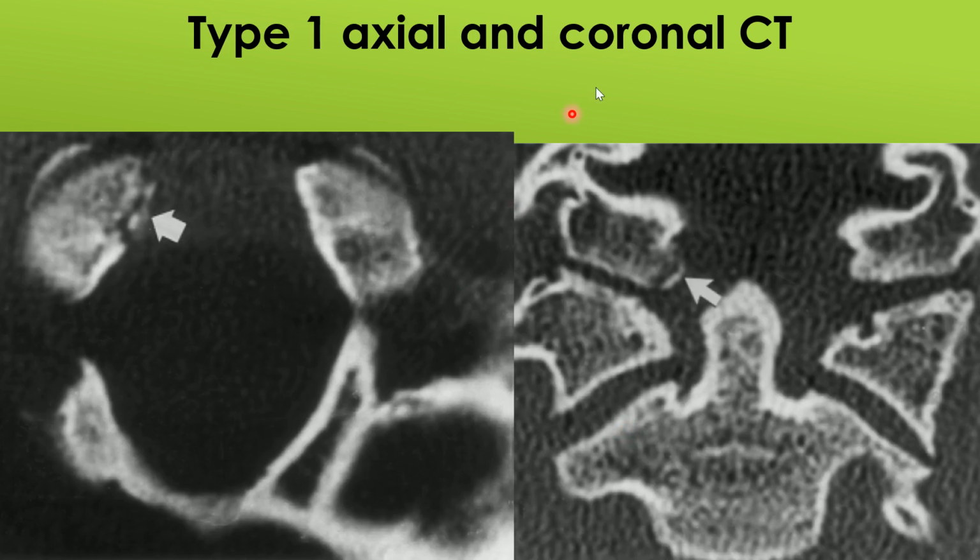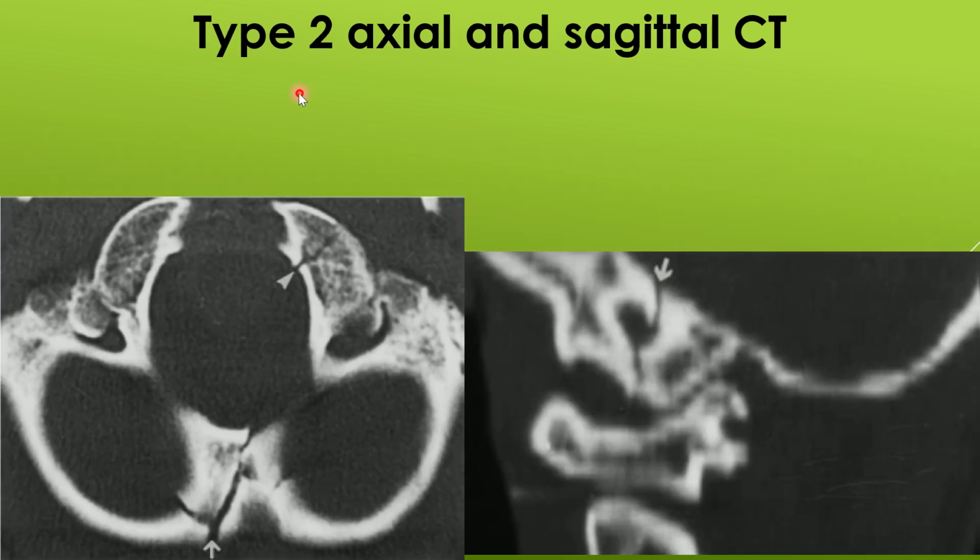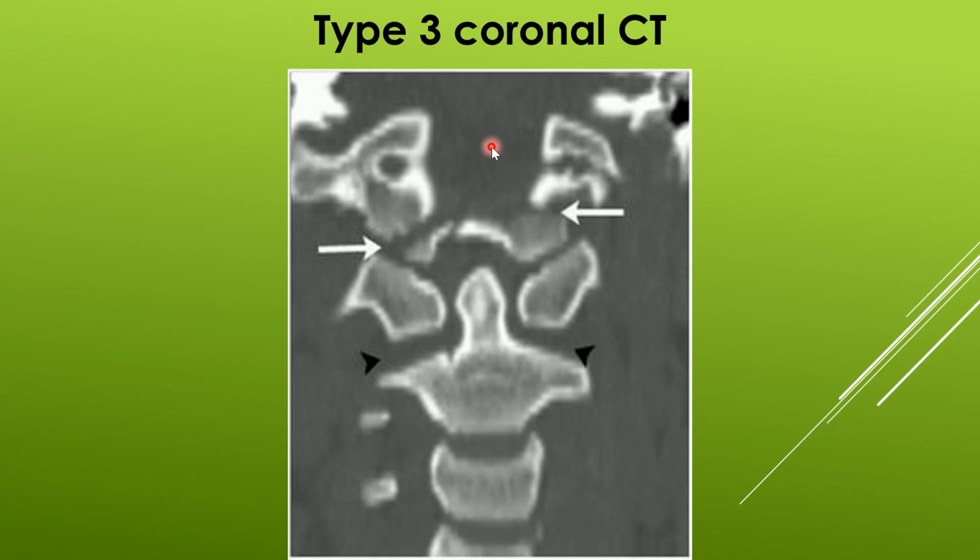Here's type 1, axial and coronal CT, comminution in place. Here's type 2, axial and sagittal CT, extension of fissure to the skull base. Here's type 3, where there is a detached fragment from the occipital condyle at both sides.